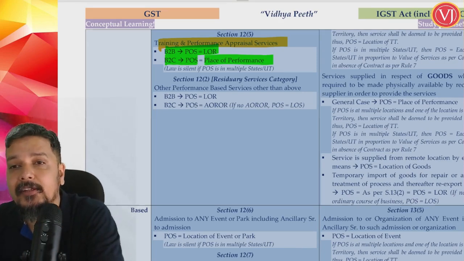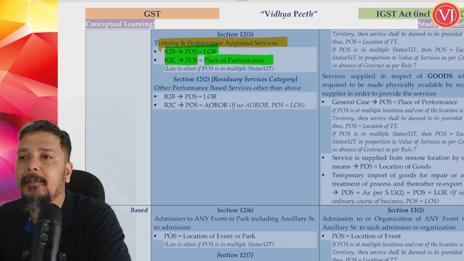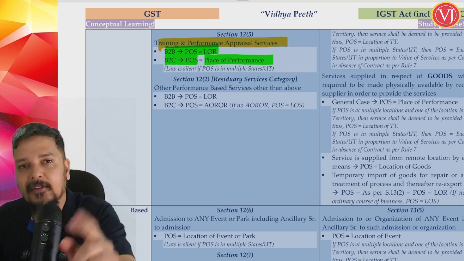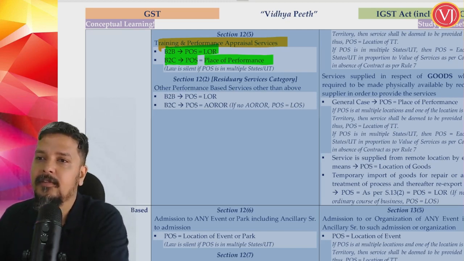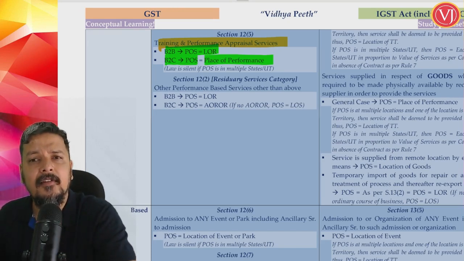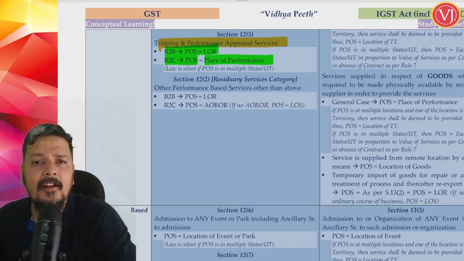If it is B2B, place of supply is Tamil Nadu. But if it is B2C, place of supply is Goa. Don't you think that it can happen, that the training can happen in multiple places? There's a long vacation cum training. It's highly possible. Part of that happened in Goa and part of that happened in Maharashtra.